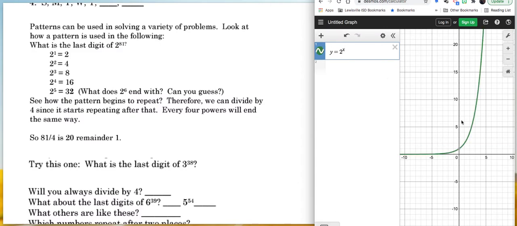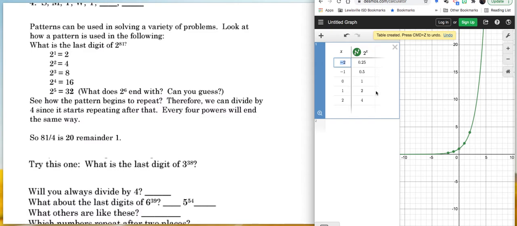Now, I don't necessarily want to look at the graph of this. I want to look at it as a table. So I'm going to push this little gear here, and I'm going to pick table. It creates a table, and it usually does the -2 to +2, which is a standard table. But for this process, we're looking at a pattern.